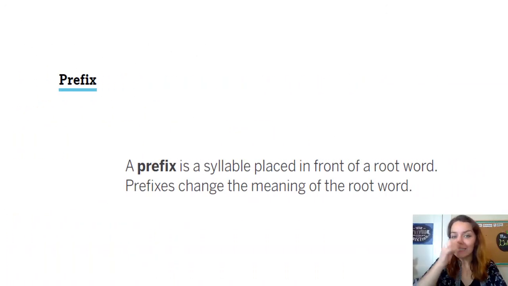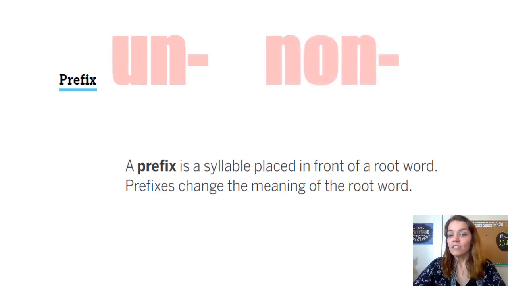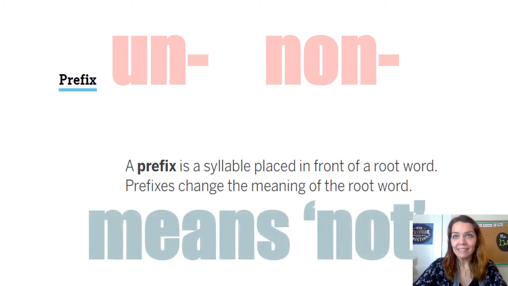And a prefix is a syllable placed in front of a root word. Prefixes change the meaning of the root word. So unlike suffixes, prefixes come at the beginning of the word, not at the end. So we're modifying a word by putting another syllable in front of that root word. Today we're going to look at the prefixes un and non. You might already be able to guess, but these prefixes mean not.